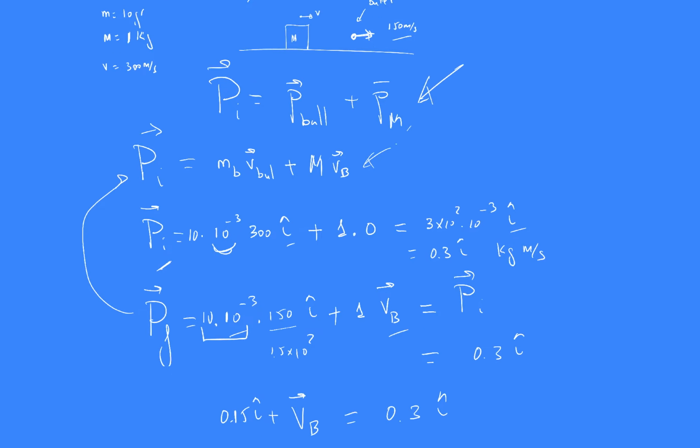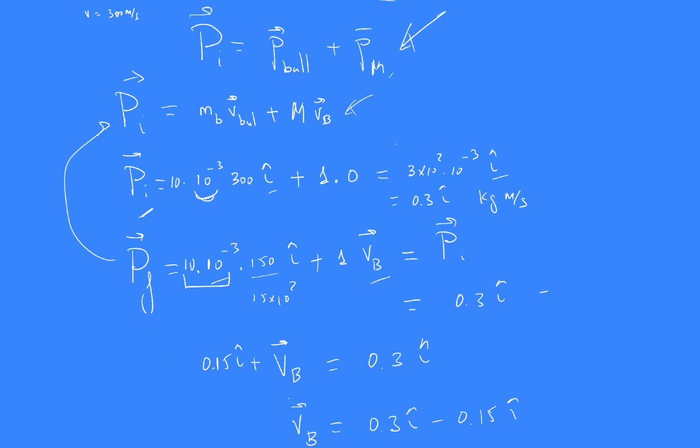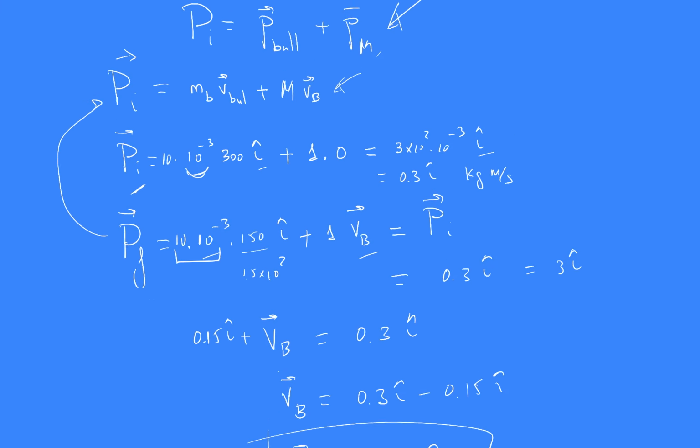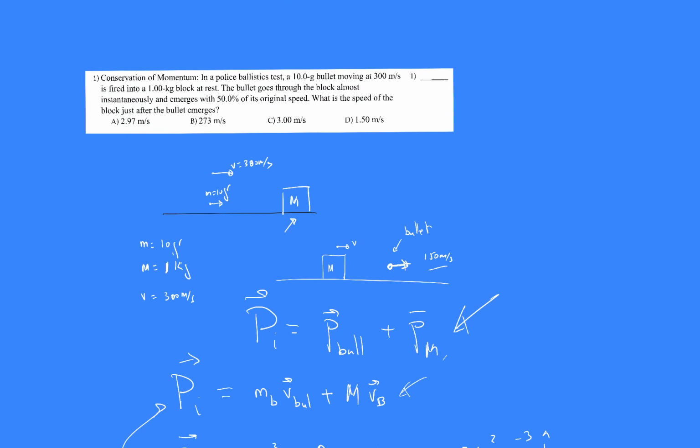Well, you do it again. P initial will be 3i instead of 0.3. And this will be 1.5. So the velocity will be 1.5. And let me see, 1.5, oh, it is here. Should be this one, the correct answer.